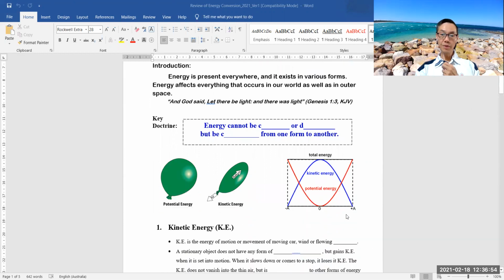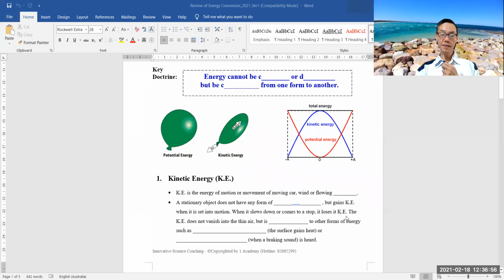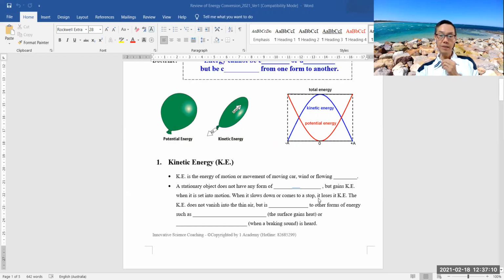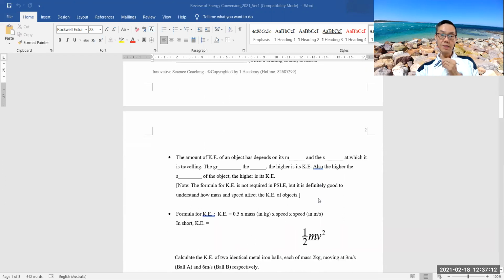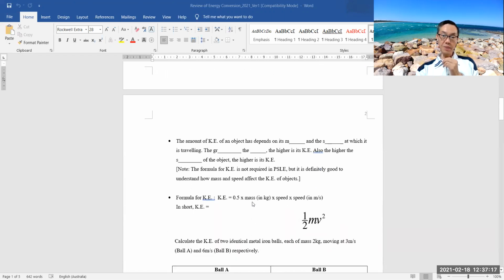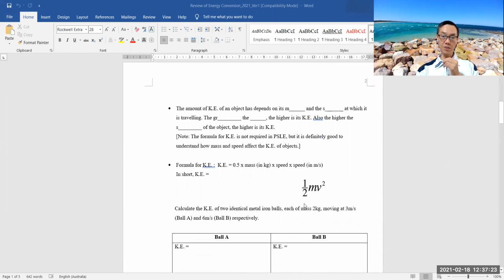So I review with students firstly kinetic energy, or KE, which is present in any object or thing that has movement. For example, a moving car, wind, or flowing water. The factors affecting kinetic energy are basically the mass and the speed of the object. Or in Secondary One, you will learn about this thing called velocity.